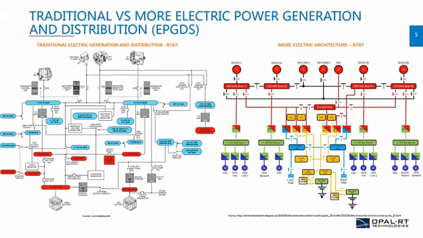If we take a closer look at the electric power generation and distribution system, on a traditional generation system, such as the Boeing 767, we have basically 2 levels of voltage buses, the 115 volt AC and the 28 volt DC bus, with some electric converters such as rectifiers or TRUs.